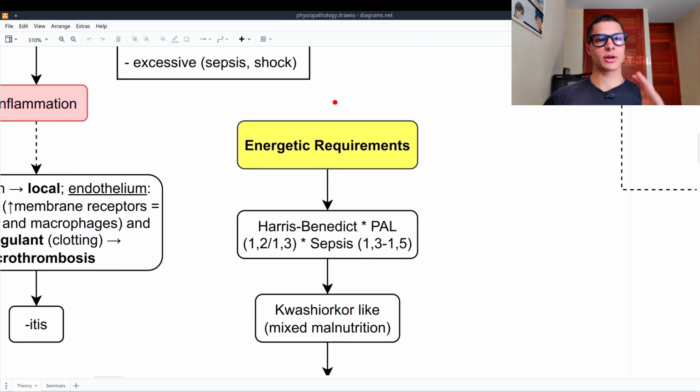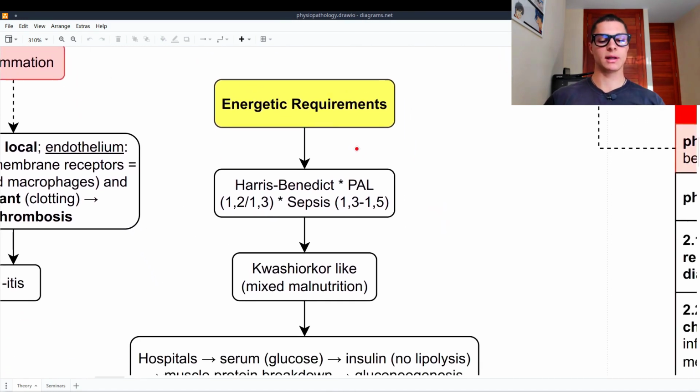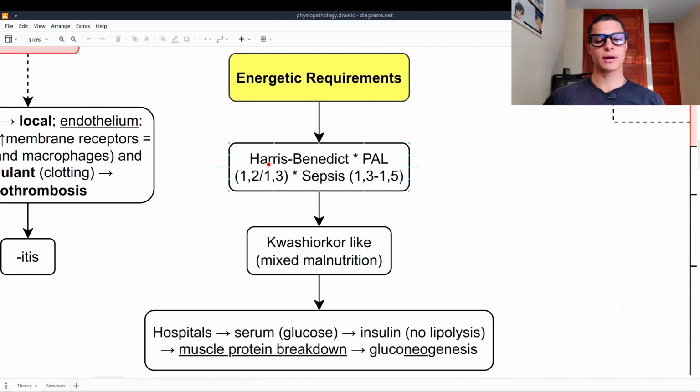Now let's take a look at the energetic requirements inside the clinic. To calculate the caloric requirements, we use the Harris-Benedict formula multiplied by the physical activity level, which tends to be 1.2 to 1.3, so sedentary, because we're talking about clinic energetic requirements. So we are in a hospital. Our activity level is not that high. Multiplied by the stress level of a disease, for example. In this case, sepsis has from 1.3 to 1.5.